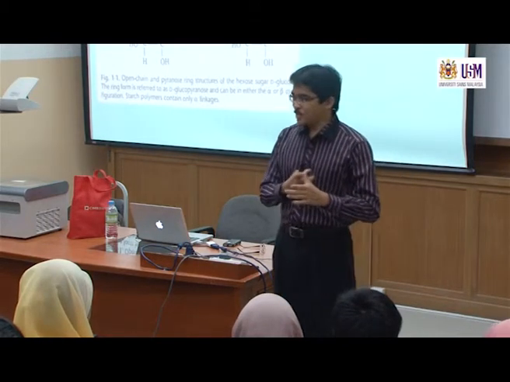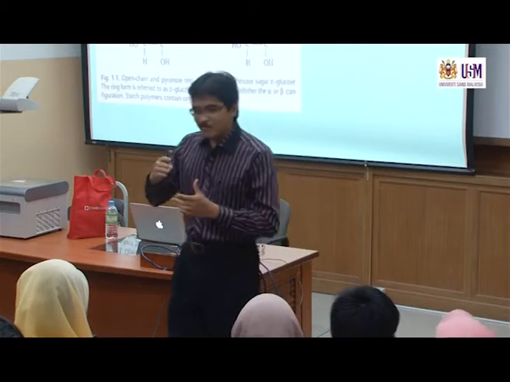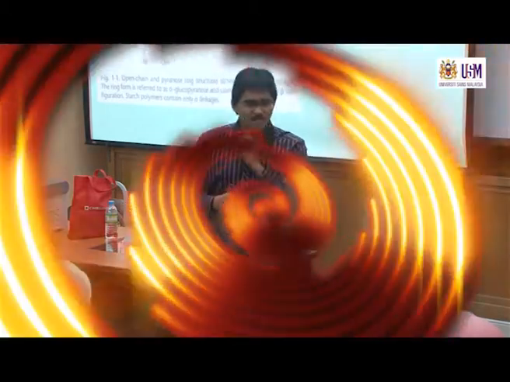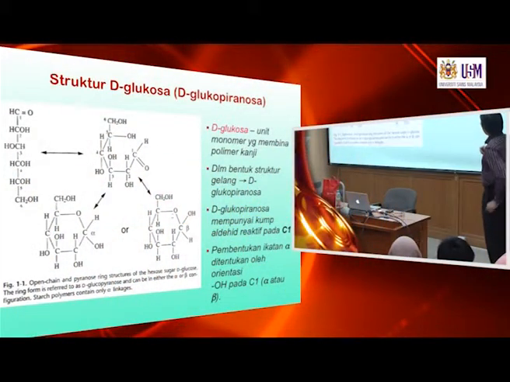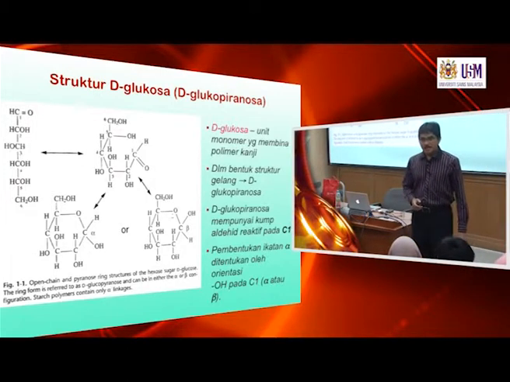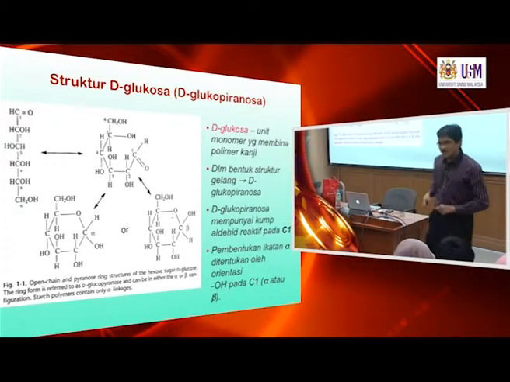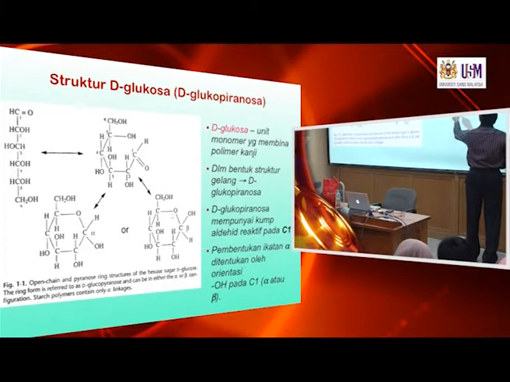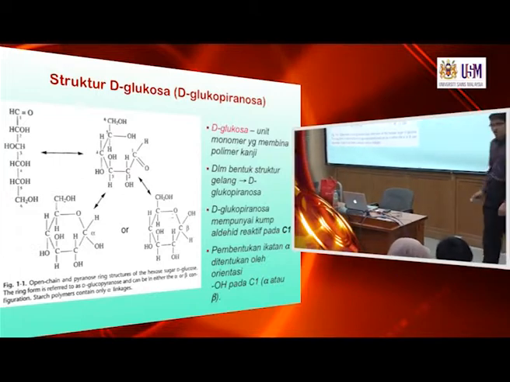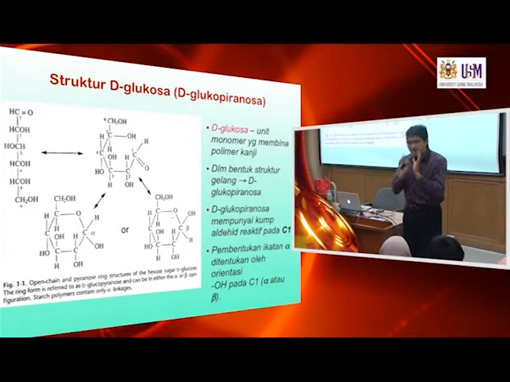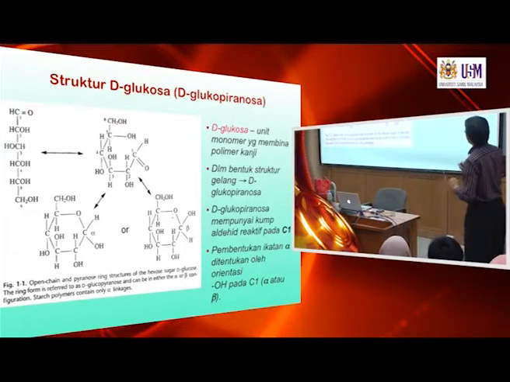You can get gluconic acid. From there, you can get Ajinomoto, the monosodium glutamate, everything. Everything can start from glucose. D-glucose is also known as D-glucopyranose. If you can recall the meaning of pyranose and furanose, go back and check your chemistry. But most importantly is the active aldehyde group at C1. That is the basis of the reducing property of glucose, and all the chemical reactions can occur here.